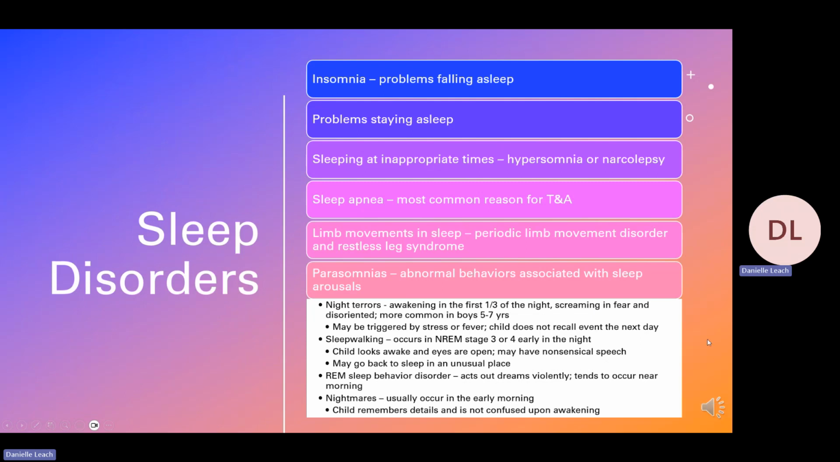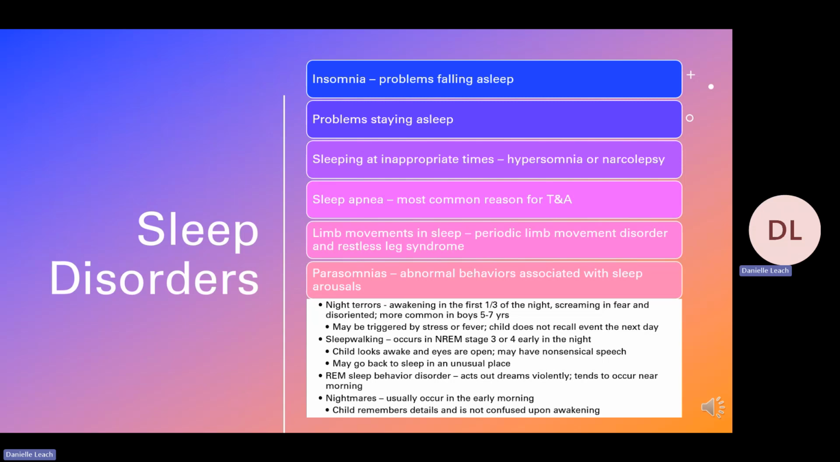Sleep disorders in children are fairly common, and they not only affect the child's rest, but also their behavior and their learning ability as well. Most children will eventually stop these behaviors, they sort of grow out of them, but they can be very disruptive to both the child and the family, including parents and other siblings.